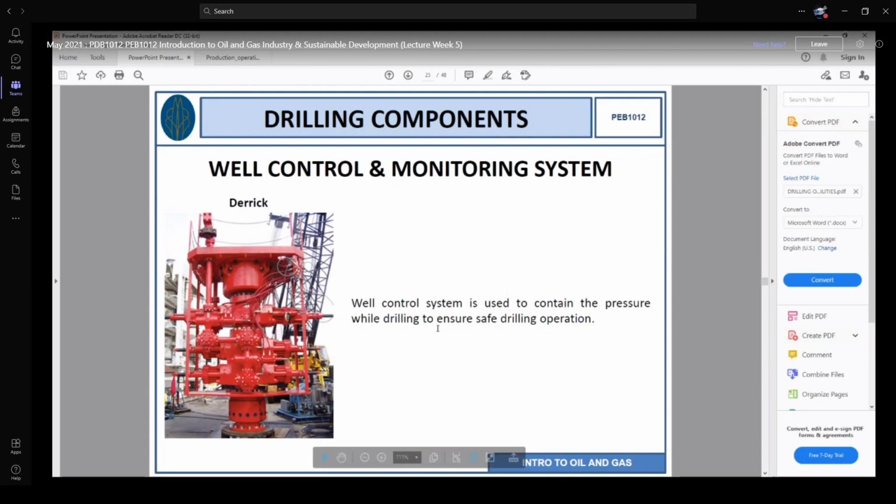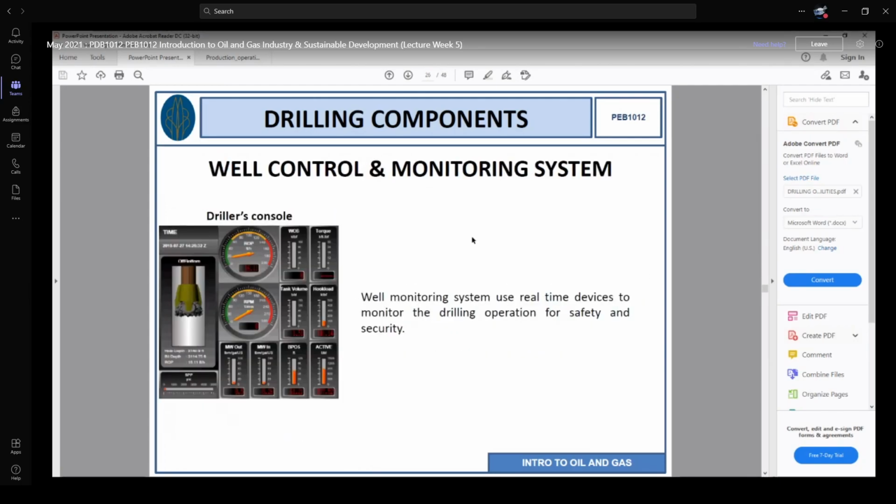So to control the well, to stop that pressure or the fluid from reaching the surface, we have to use this equipment. This is called the well control system. We also have a monitoring system. We have to monitor the progress of our drilling operations, right?